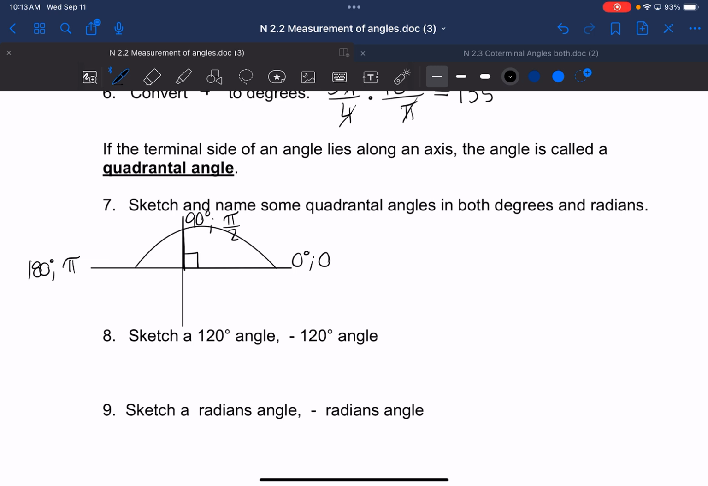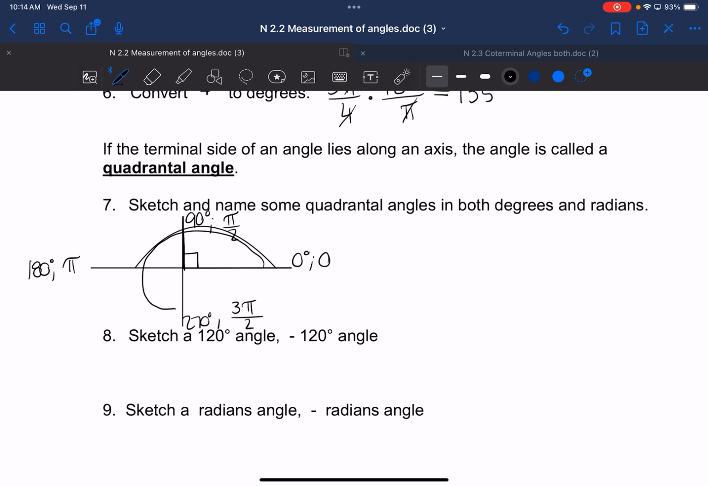Okay, let's say we went all the way from here to here. How many degrees would that be? 270. So this is 270 degrees. Okay, and if I want to convert that to radians, I'm going to multiply 270 by pi over 180. 270 over 180 is going to simplify to 3 over 2. So that'd be 3 pi over 2.